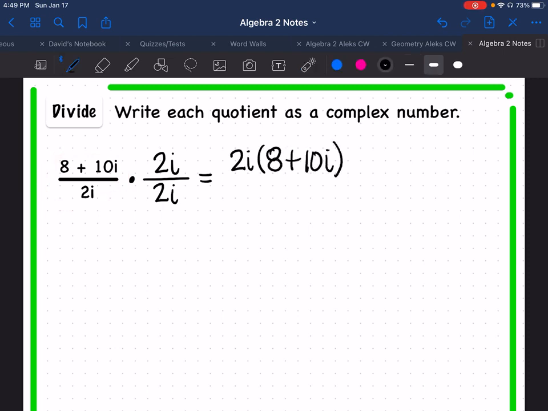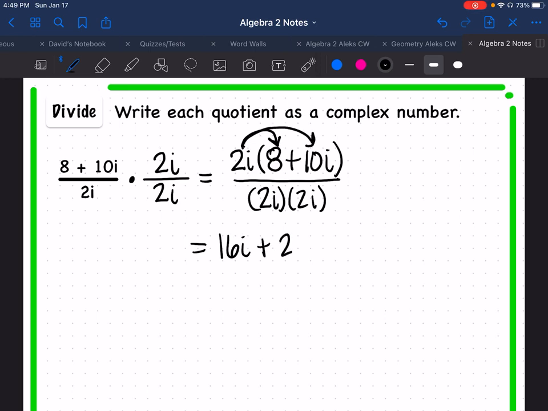And we see that distributing that we saw on the last slide. And the bottom looks like this. And we saw that in the very beginning on the last slide as well. So next I'm going to go ahead and distribute on the top. 2i times 8 gives me 16i plus 2i times 10i gives me 20i squared. And on the bottom, I have 2 times 2, 4, i times i, i squared.